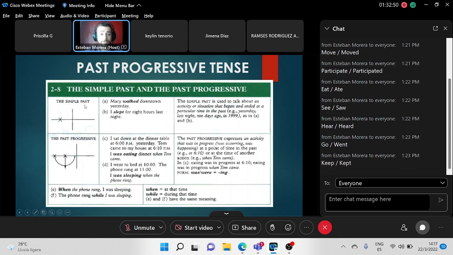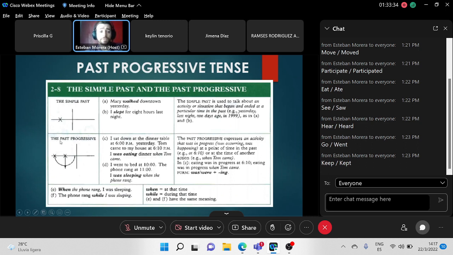When we use simple past, we talk about an action that happened in the past at a very specific moment. For example, let's pay attention to the explanation. The simple past tense is used to talk about an activity or situation that began and ended at a particular time in the past. For example, yesterday, last night, 2 days ago, in 1999. So in the simple past tense, we use actions that happened at a very particular time, at a very specific moment in the past.